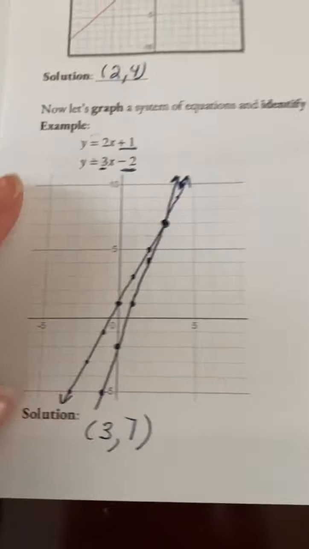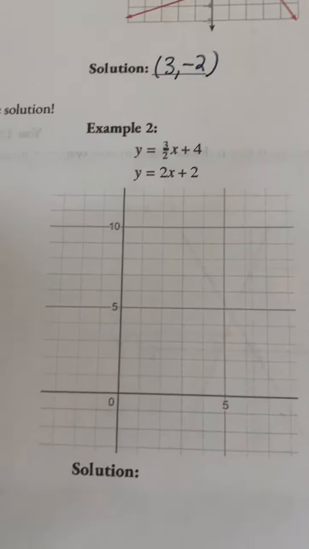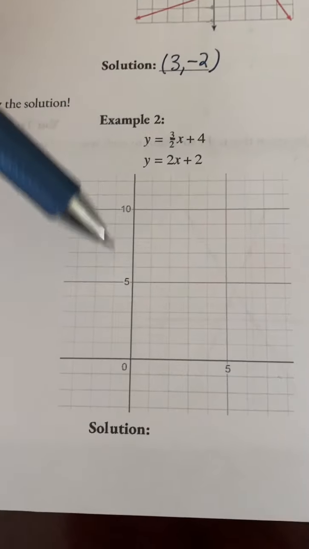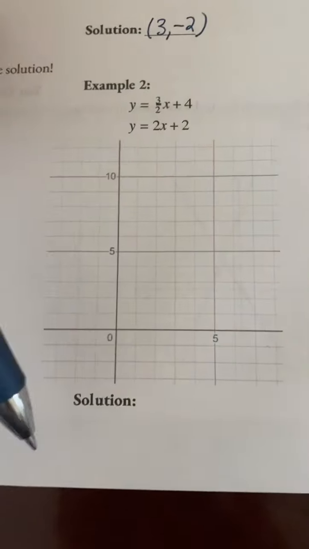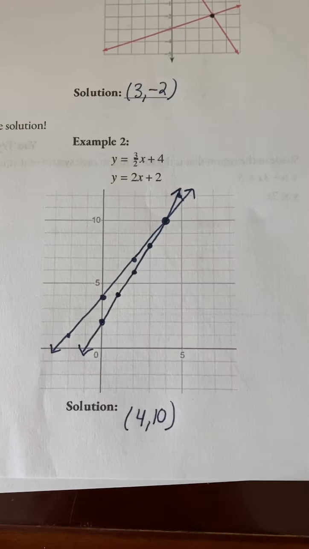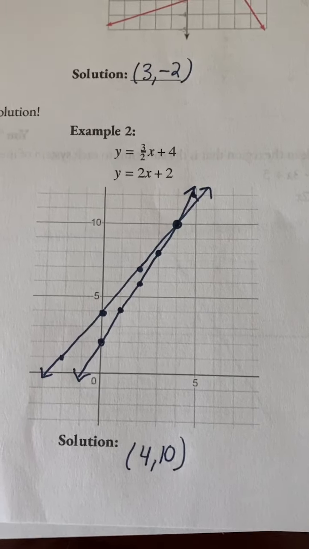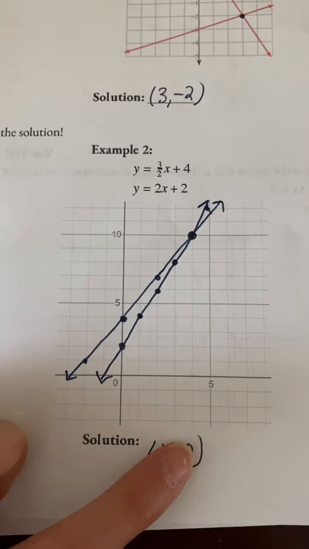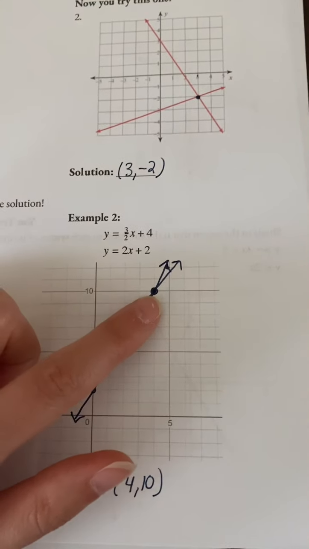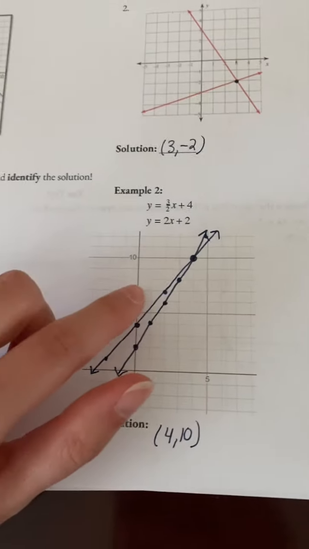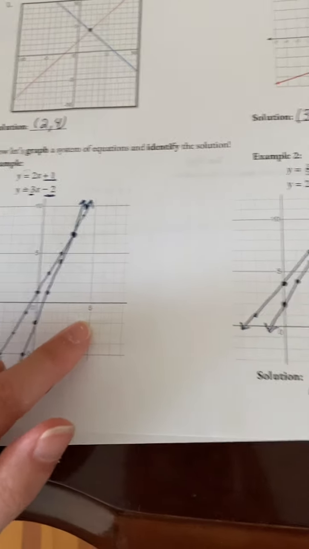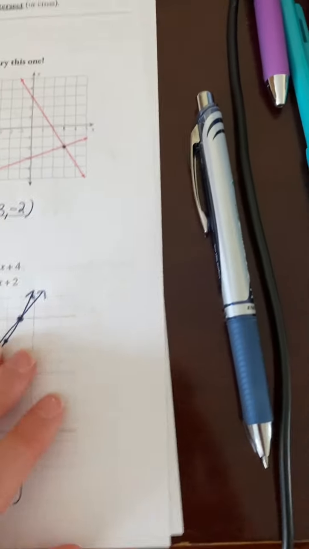Okay, I want you guys to try this second example. Start by graphing your equations, then find where they intersect and write down your solution. For example 2, you should have gotten the point (4, 10) as the solution. This is where they cross over after you graph both of them. So make sure you got that answer. If not, please rewind the video back to question 1, and hopefully that will help you with problem 2.